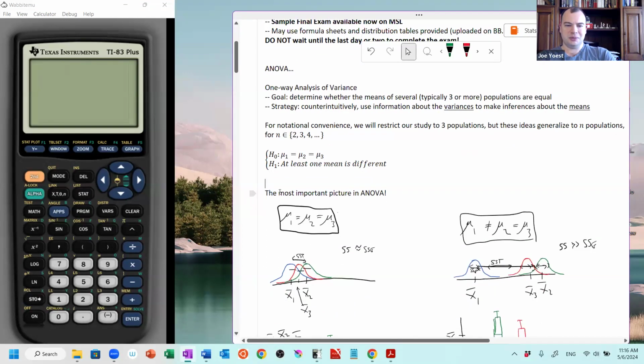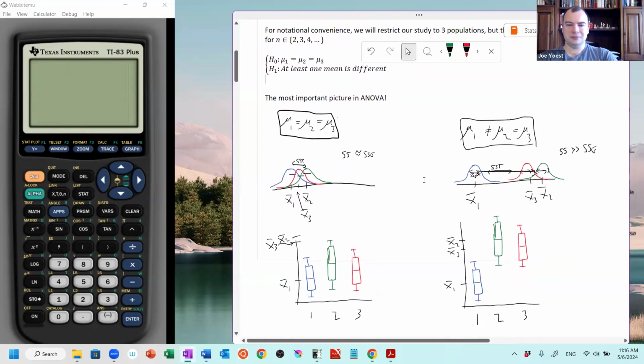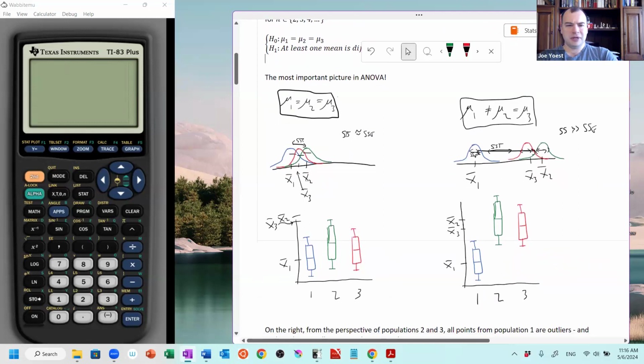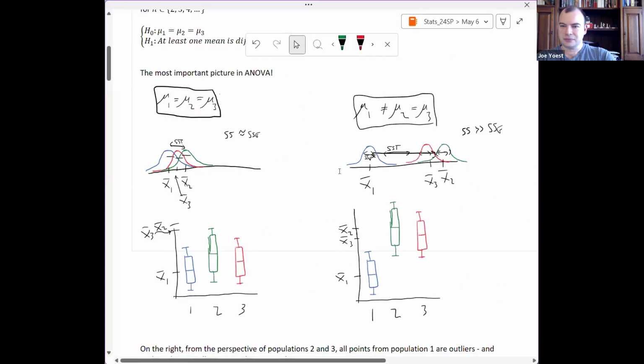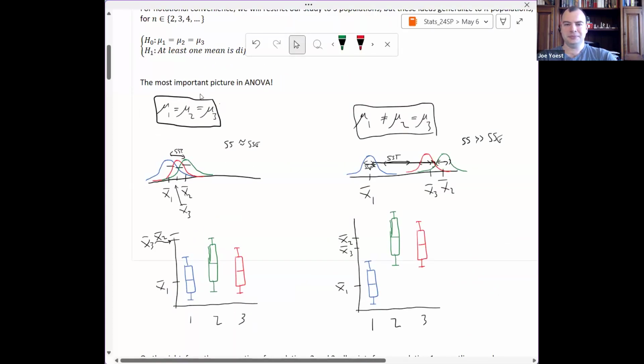I think this is the most important picture in ANOVA to really tie together the idea of why we're looking at variances to say something about means. Let me actually switch my share back to just OneNote. There we go. That way it'll show up a little bigger on your screen.